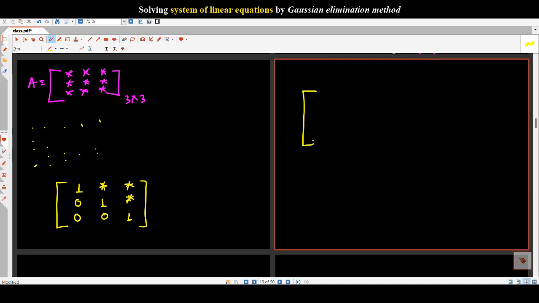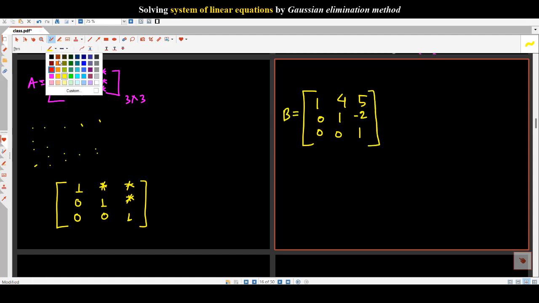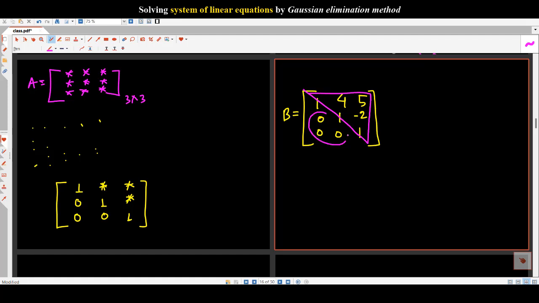So one example can be, let's say you have 1 1 1, 0 0 0. Suppose you have 4, 5, let's say -2. So suppose you have a matrix like this, let's say matrix B. So this type of matrix is known as upper triangular matrix. Have a look. You have values on the upper side, but the lower positions are with value 0. So these matrices are known as upper triangular matrix.